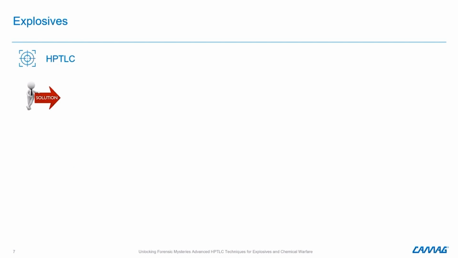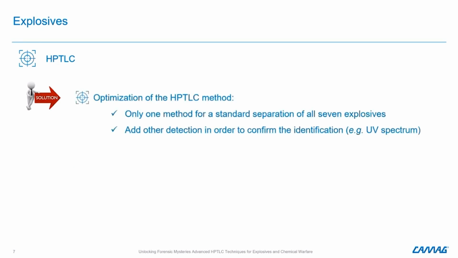So for that, we had some solutions. The first step is optimizing the HPTLC method. For that, we wanted to have only one method for the standard separation of all 7 explosives. Then we also add other detection in order to confirm the identification. So for example, the UV spectrum.